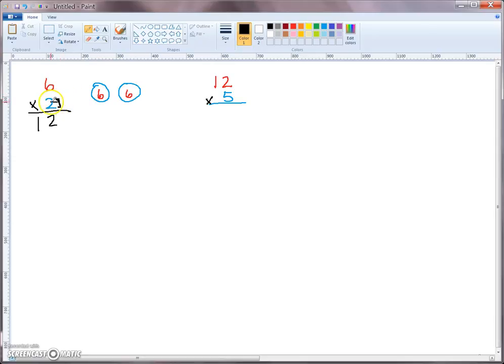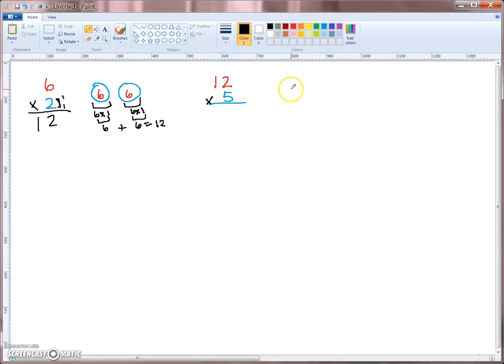Alright? But I broke 2 down into one group and another group. So this one is one group of 6, so 6 times 1. This is another group of 6, 6 times 1. When I keep them separate, 6 times 1 is 6. Right? But at the very end, I have to put them back together. So 6 plus 6 equals 12.